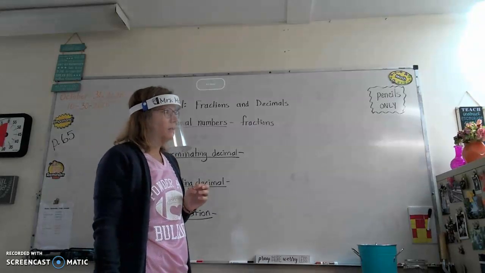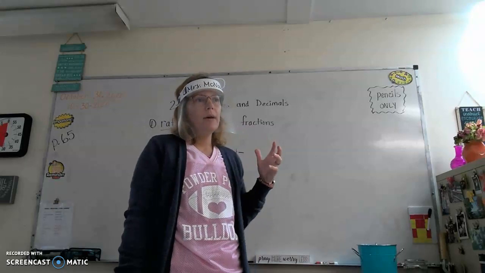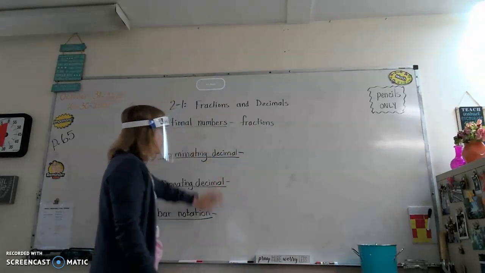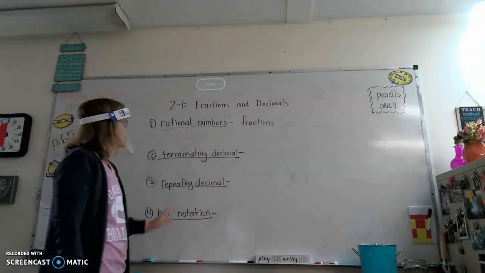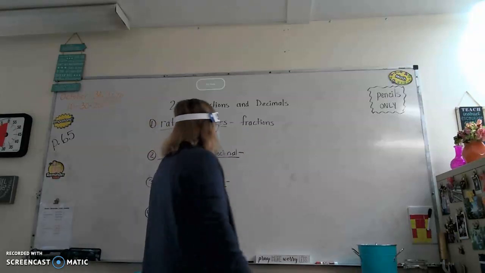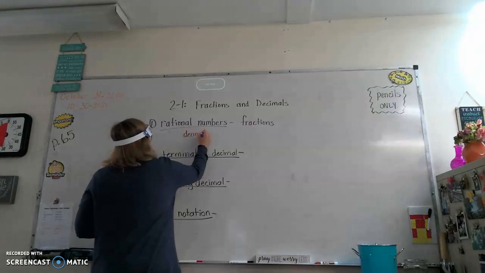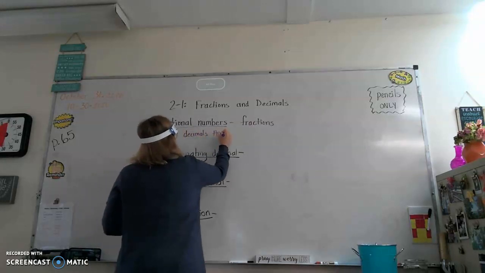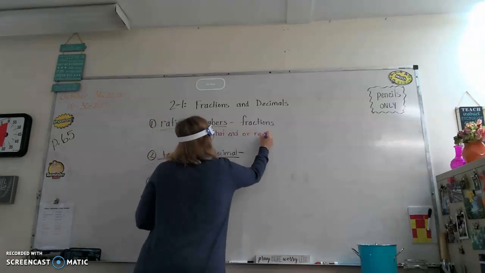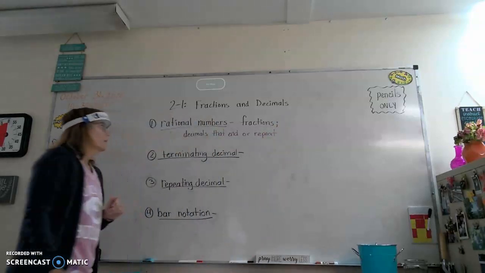They're a fraction that, when you divide it out, the decimal has an end, or it repeats. It doesn't go on forever. And we're going to talk more about that in a second. So rational numbers, fractions, and also decimals that end or repeat. So I'm going to write that here. Decimals that end or repeat. Okay?